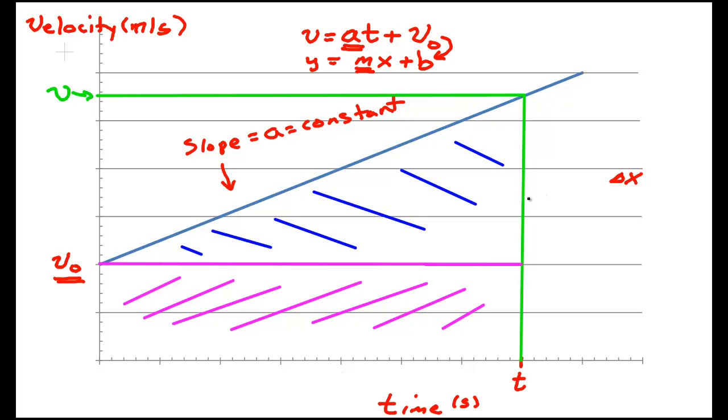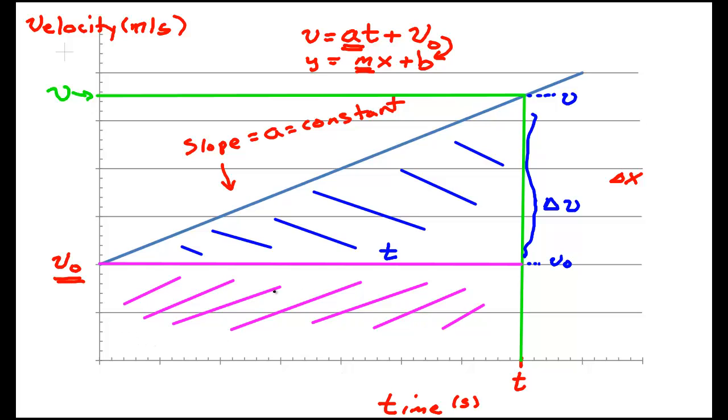This thing right here, from here to right there, that's delta v, the change in velocity. Because this is v naught, and this right up here is v. And so v minus v naught is delta v. This area here, well, that's t, the change in time.